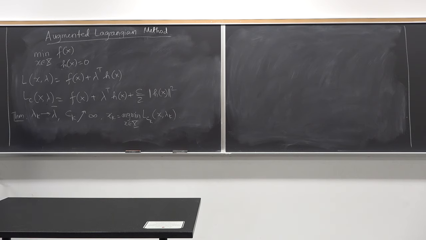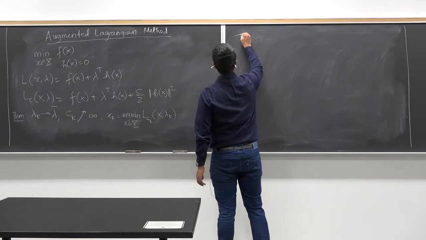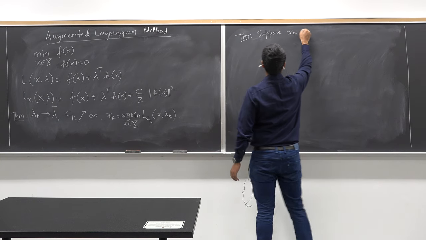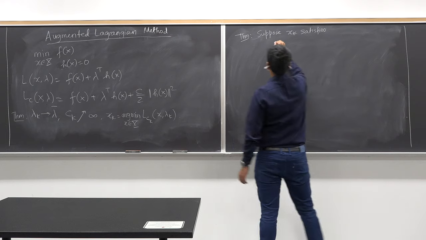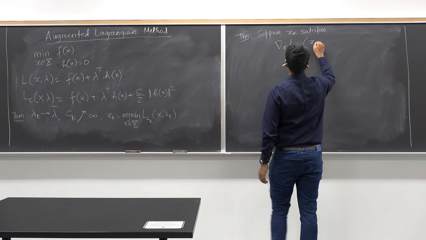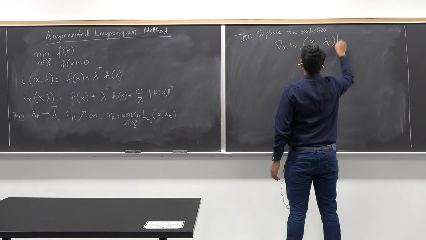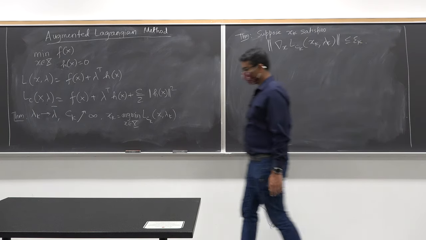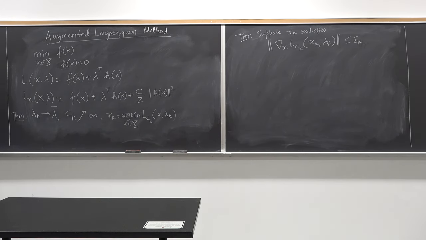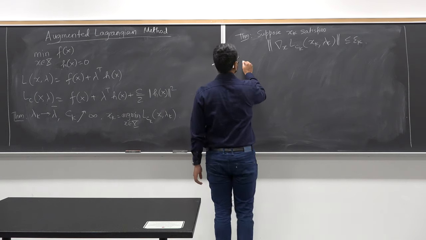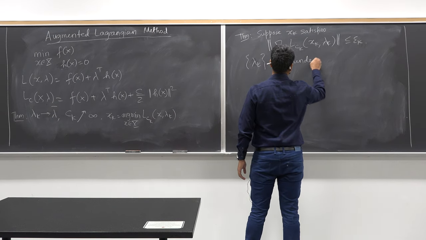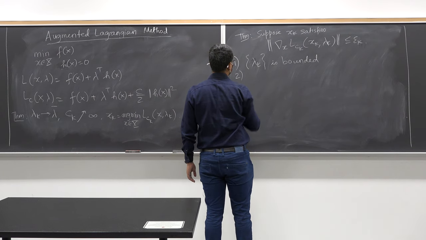Now today I'm going to talk about another key result, which is going to give us an algorithm for free. So suppose xk satisfies the norm of the gradient with respect to x of L_ck(xk, lambda k) is less than or equal to epsilon k. I'm making the following assumptions. Lambda k is bounded. This is hypothesis one.